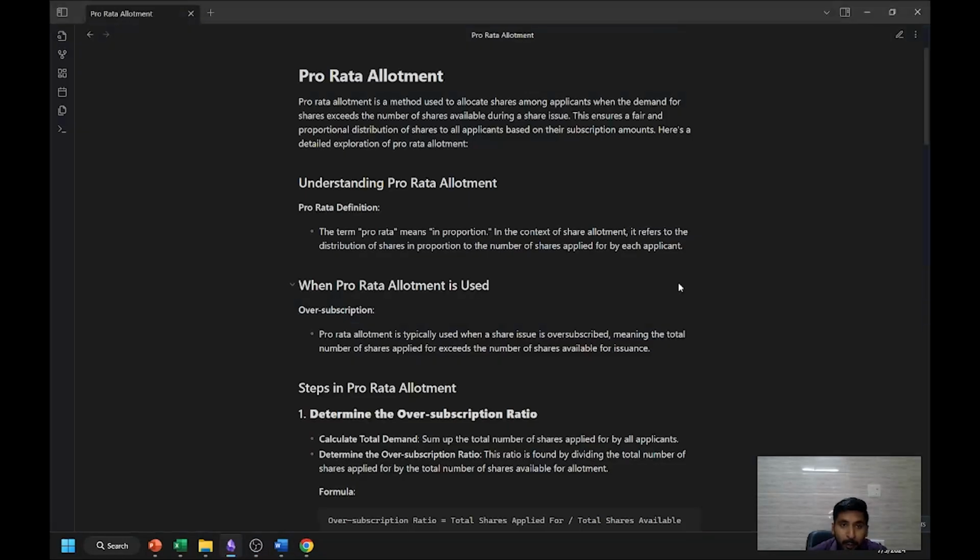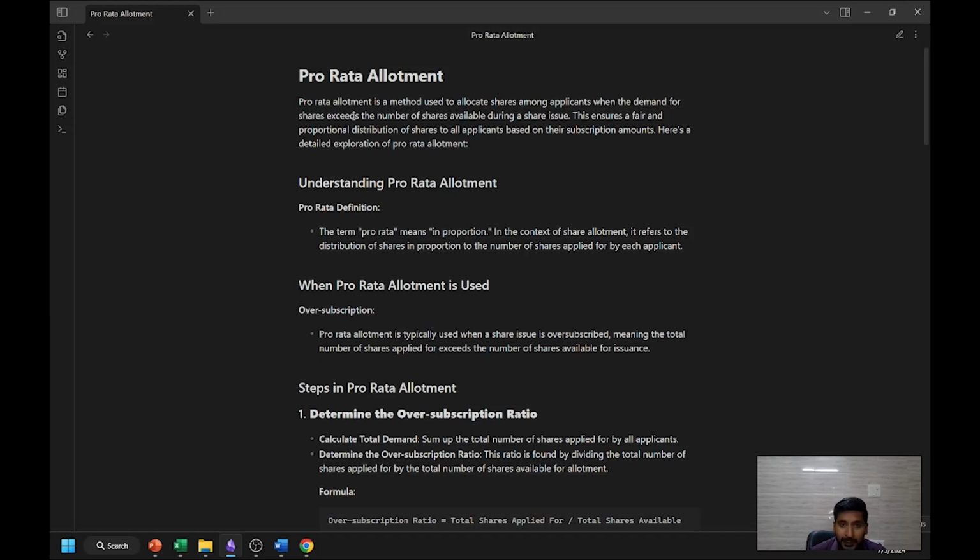We will be discussing pro rata allotment. Pro rata allotment is a method used to allocate shares among applicants when the demand for the shares exceeds the number of shares available during a share issue. This ensures a fair and proportional distribution of the shares to all the applicants based on their subscription amounts. Here is a detailed exploration of pro rata allotment.